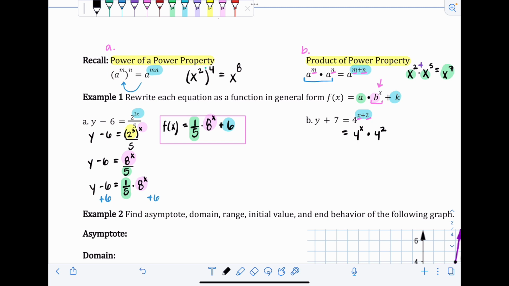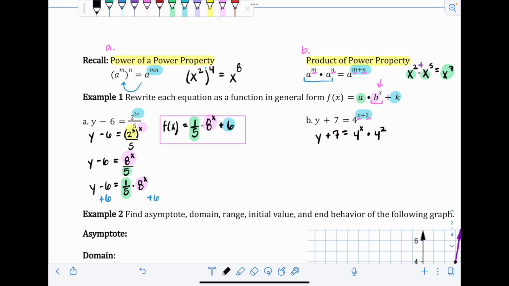Okay, and then I'm going to bring down the y plus 7, and then I would challenge you, if you can, pause the video here and see if you can get to the correct answer. If you feel like you need a little bit more example, you can keep playing the video. Sorry.